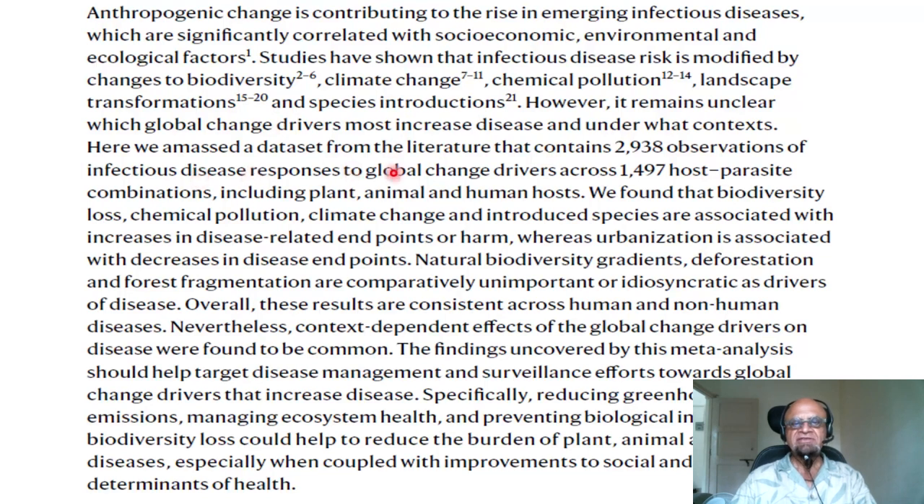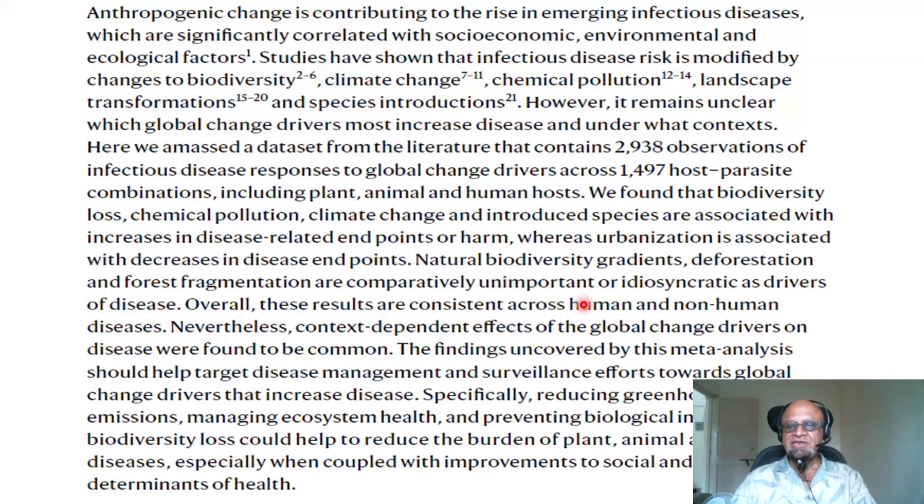Here we amassed a data set from the literature that contains 2,938 observations of infectious disease responses to global change drivers across 1,497 host parasite combinations, including plant, animal, and human hosts. We found that biodiversity loss, chemical pollution, climate change, and introduced species are associated with the increases in disease-related endpoints or harm, whereas urbanization is associated with decreases in disease endpoints.